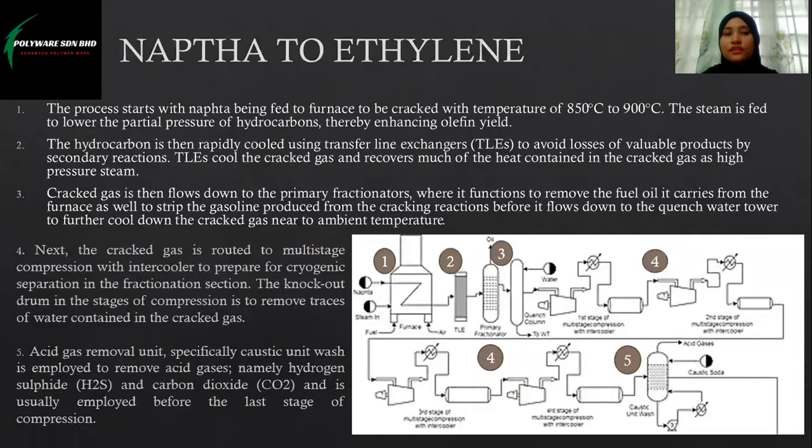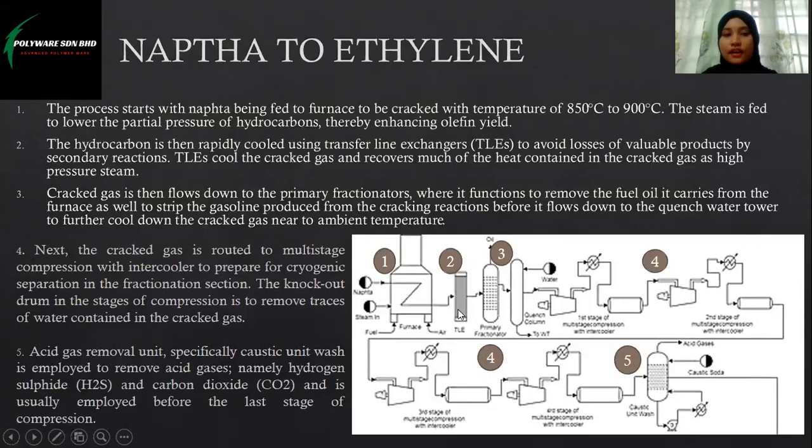Next is the processing of naphtha to ethylene. First, the process starts with the naphtha being fed to the furnace to be cracked at a temperature of 850 degrees C to 900 degrees C. The steam is also fed to lower the partial pressure of hydrocarbon. Second, the hydrocarbon is rapidly cooled by using TLE to avoid loss of valuable product by secondary reaction.